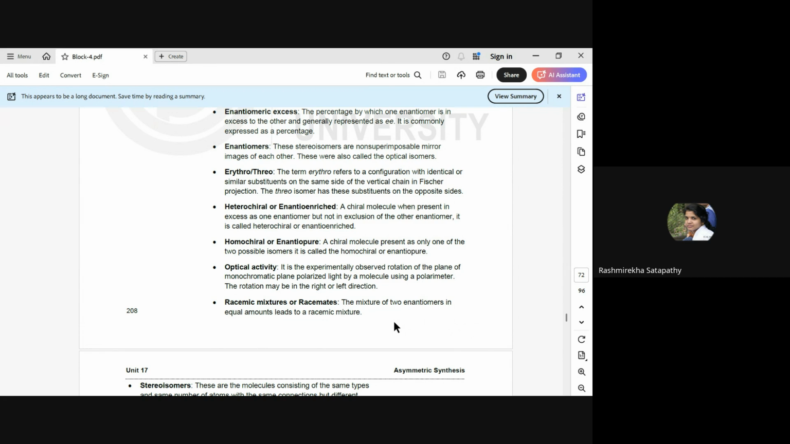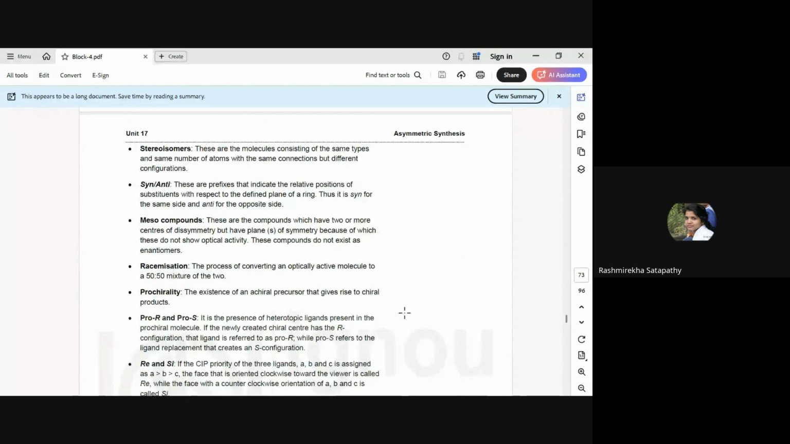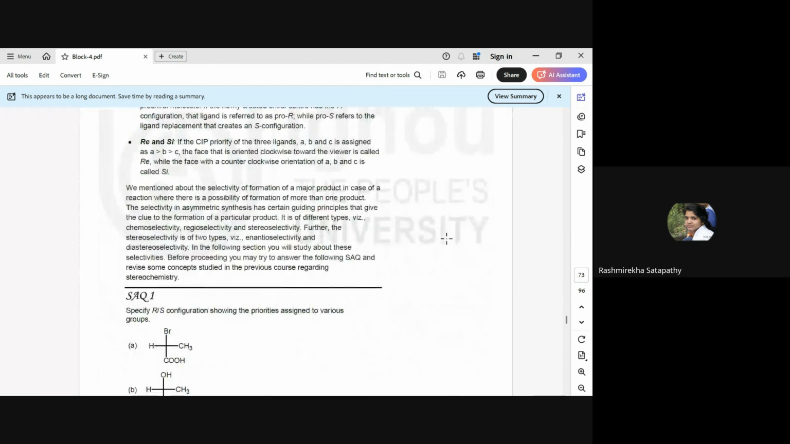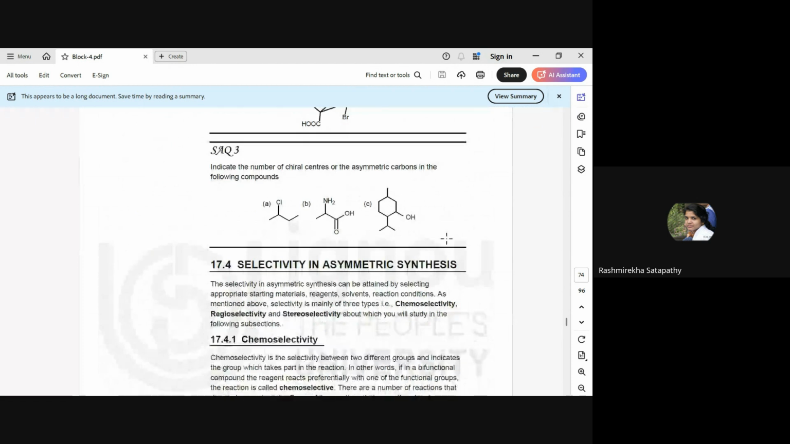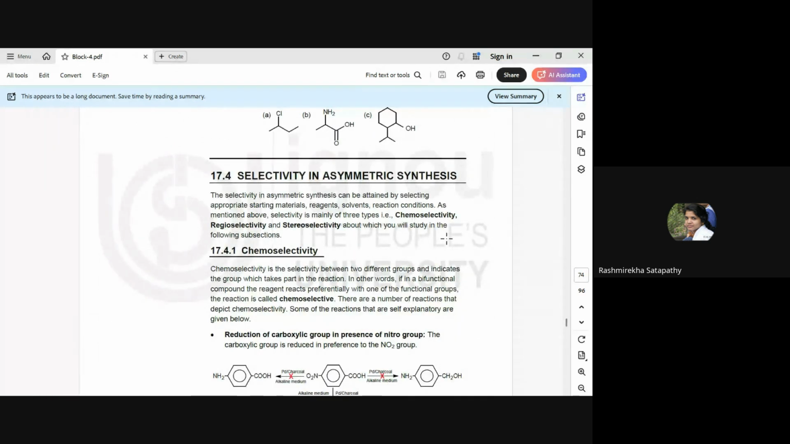A racemic mixture: a mixture of two enantiomers in equal amounts leads to a racemic mixture. Stereoisomers are molecules consisting of the same type and number of atoms with the same connections but different configurations. The process of converting an optically active molecule to a 50-50 mixture of two enantiomers is racemization. So these are the selectivities in asymmetric synthesis: chemoselectivity, regioselectivity, stereoselectivity, which we'll study.